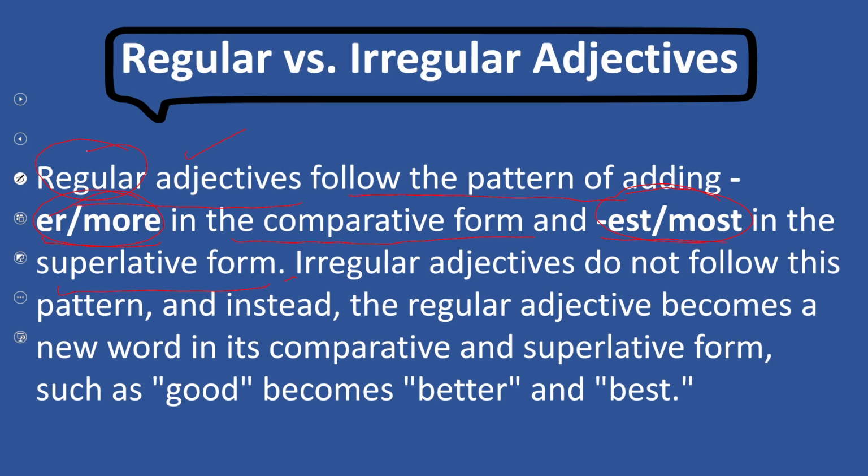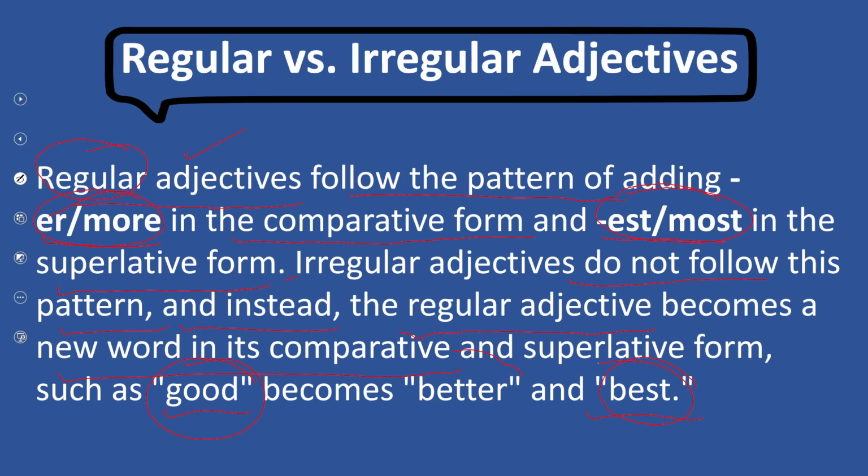Now, coming to irregular adjectives, they do not follow this pattern. That's why they are called irregular. Instead, the adjective becomes a new word in its comparative and superlative form, such as the adjective good over here. Now, good is describing a quality of our noun or pronoun. When we are doing it in comparison, the word does not become gooder, it becomes better. It's a completely different word. Hence, this adjective is irregular. And when we are using the superlative degree of the word good, it becomes a totally different word.